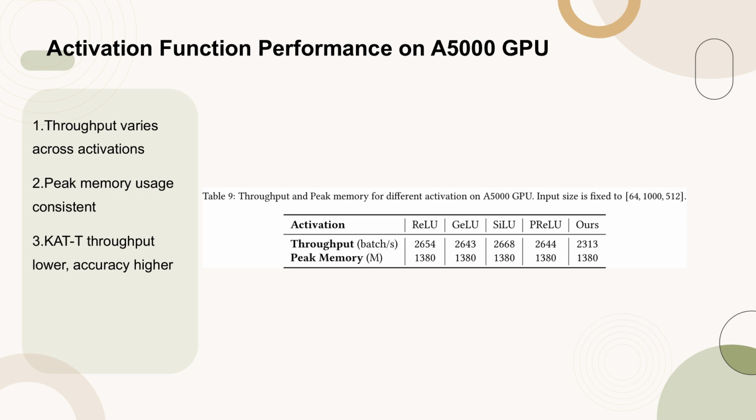Table 9 presents the throughput and peak memory usage of various activation functions on an NVIDIA A5000 GPU with a fixed input size of 64, 1, 512. The data reveals that while traditional activations like ReLU, GELU, and SiLU exhibit similar peak memory usage, their throughput differs. Notably, our method KAT achieves the highest accuracy but shows a slightly lower throughput compared to the baseline activations. This indicates a trade-off between accuracy and computational efficiency, likely due to the complexity of rational function computations in KAT.